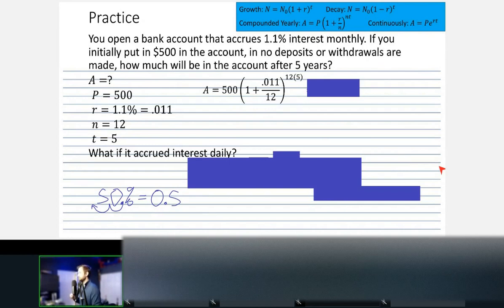By the way, these problems aren't going to tell you how to round. You need to think about the context. If it's people or bacteria, it's going to be a whole number. Money, you better have two decimal places, because it's money. $528.26.